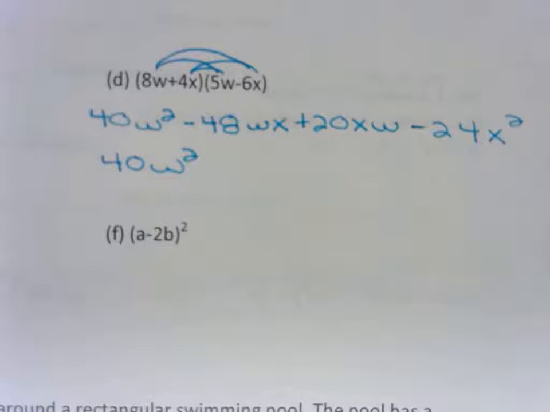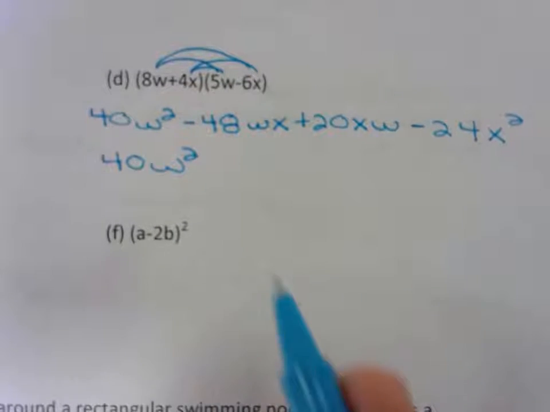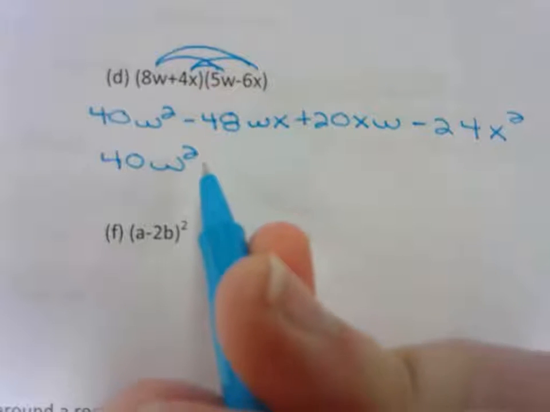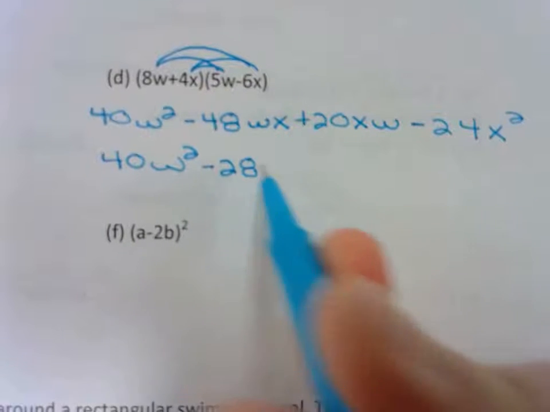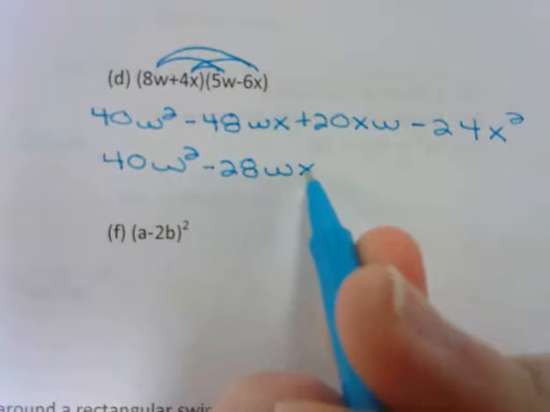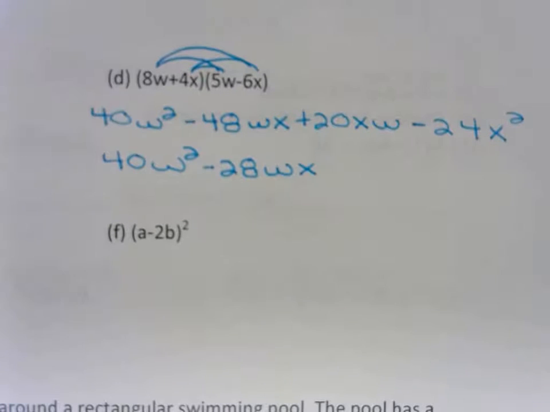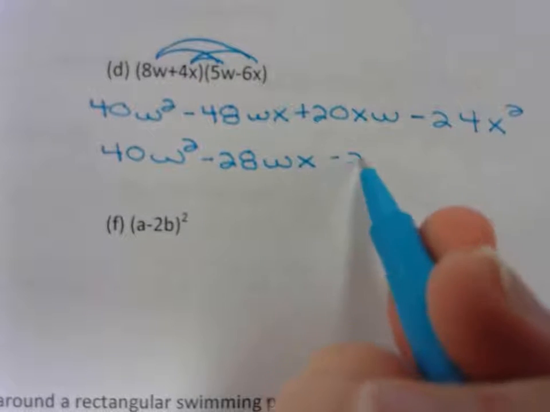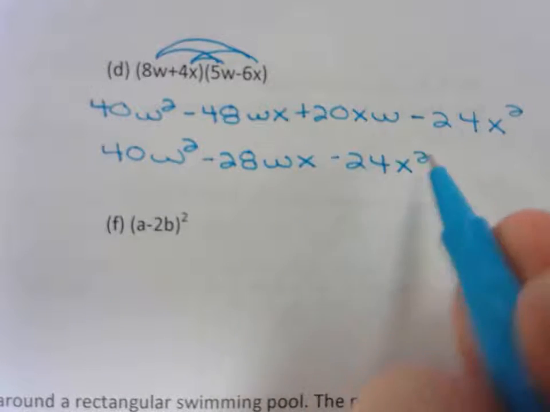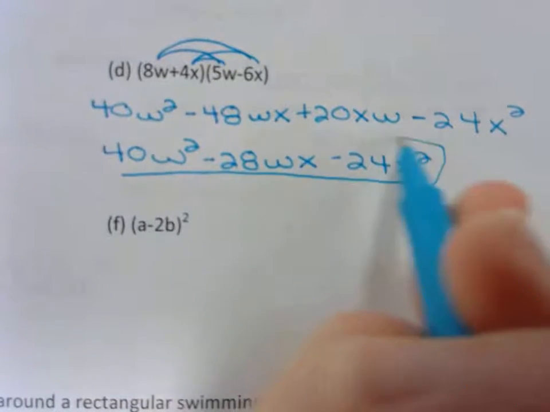If I combine negative 48wx and 20xw, I'm going to have what? Just wx. I'm adding them, so I don't do anything with the exponents. If I was multiplying, I would, but I'm adding. So it's just negative 28wx. You could put xw, doesn't matter the order. And then minus 24x squared. And there is your answer.